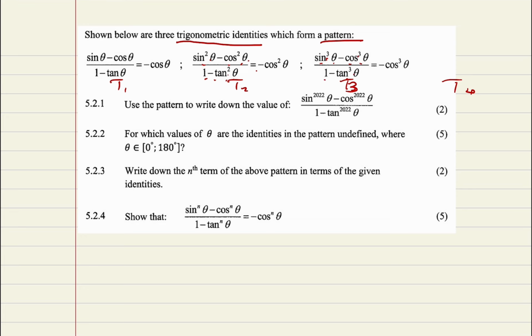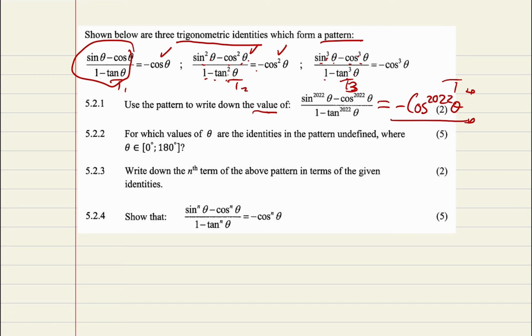So every time when we go with terms, that means I'm adding the exponents. Okay, so now let's check. They said number 1, use the pattern to write down the value of this one. When I had this one, it gave me this. When I had this one, it gave me this. So what is this going to give me? This should give me negative cos of, there is 2022, so 2022 theta. So this is what it should give me.